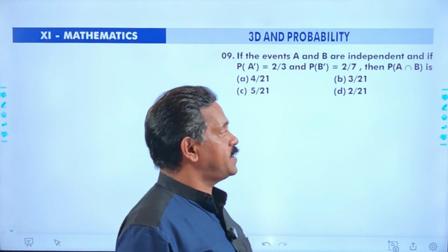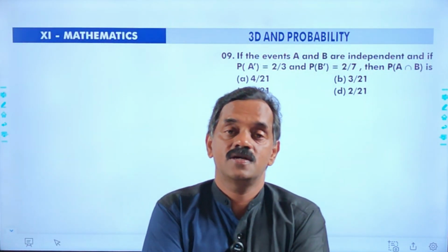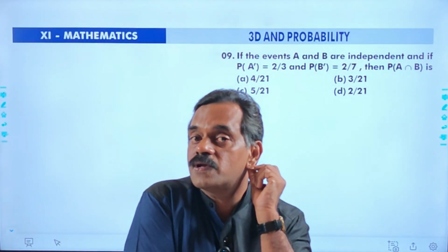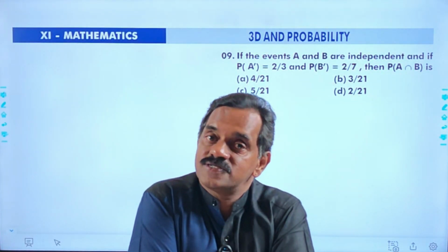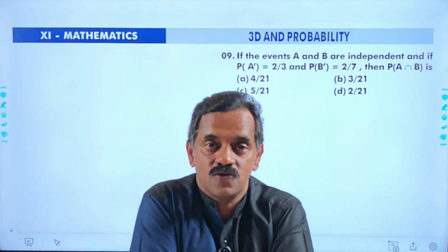A and B are independent events. Independent events, the first and only one formula to be remembered is that P of A intersection B equals P of A into P of B.